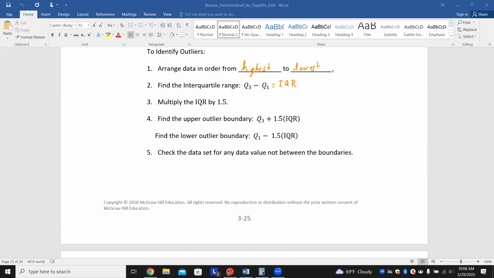So a lot of times you'll look at a data set and go, man, that's an outlier. But then mathematically, you're like, oh, it falls right inside. So it's not. It skews the data, but it's not an outlier. And then 5, we'll check the data set for any data values not between these boundaries to classify them as outliers. So in this next example, we're just going to determine all of our outliers.